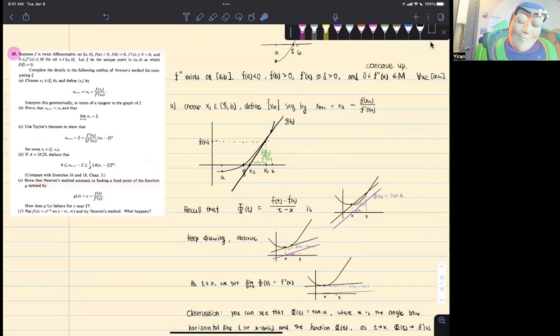And then once we did this, show that Newton's method amounts to finding a fixed point of function g defined by this. Well, this is exactly this. And by the definition of a fixed point of the function, this is exactly what we're trying to do. And together with the limit x_n converges to c.